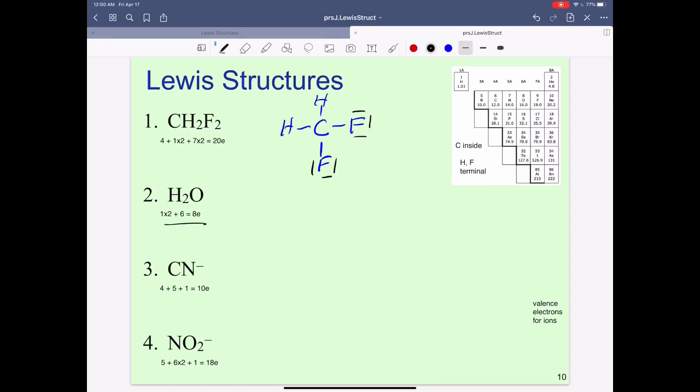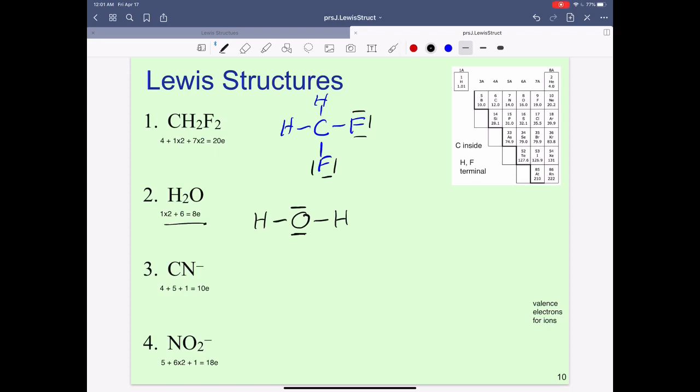Moving on to water, which has two valence electrons from the hydrogens, 6 from the oxygen, for a total of 8. Put the oxygen in the middle, hydrogen on each side, 3, 4. There's our 4 pairs of electrons, or 8 valence electrons total.